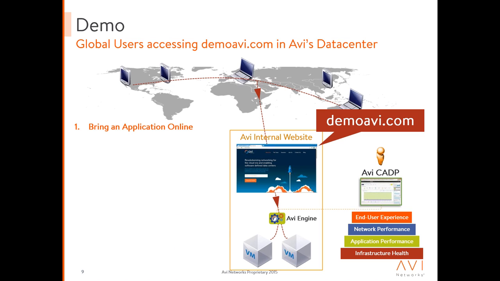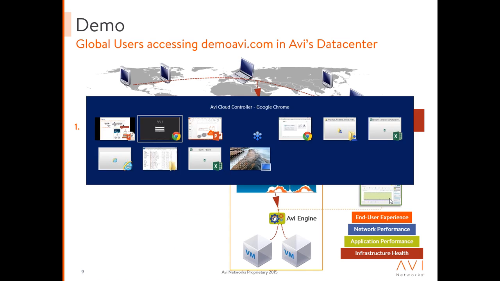Within Avi, at the beginning of time, let's say you just downloaded from avinetworks.com a single VM. That VM is the Avi controller. It takes about 5 minutes to deploy the controller in your VMware environment. It's no different than any other virtual machine you might bring up. Once the VM is in place, the next step is to bring an application online. So let's go ahead and do that.